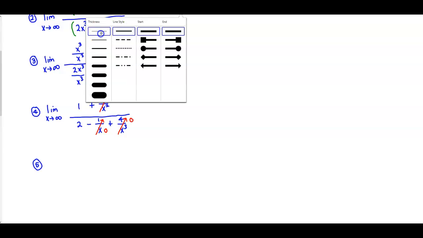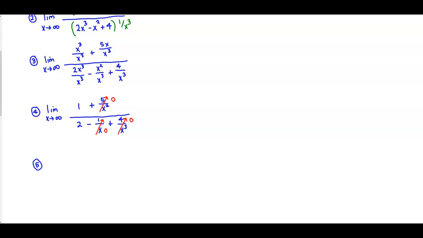So when we evaluate that limit as x is approaching infinity, we end up getting 1 plus 0 over 2 minus 0 plus 0. And so we end up getting 1 over 2, which is 1/2.